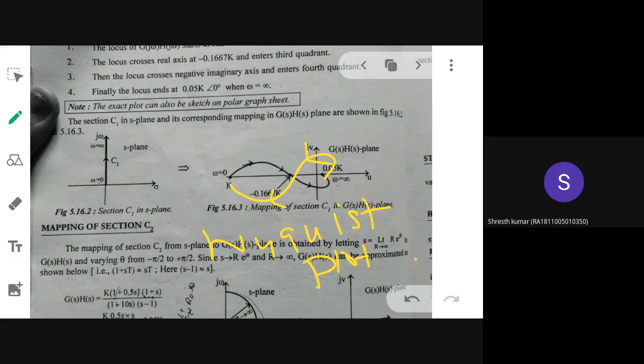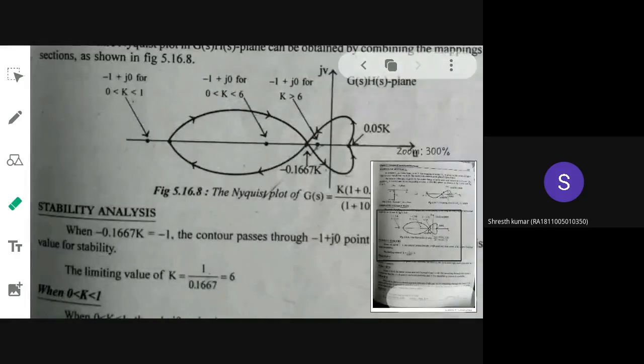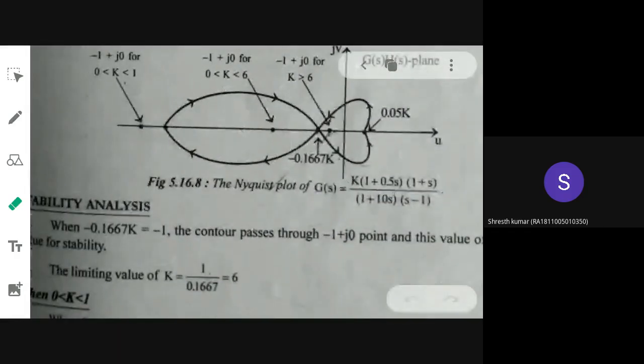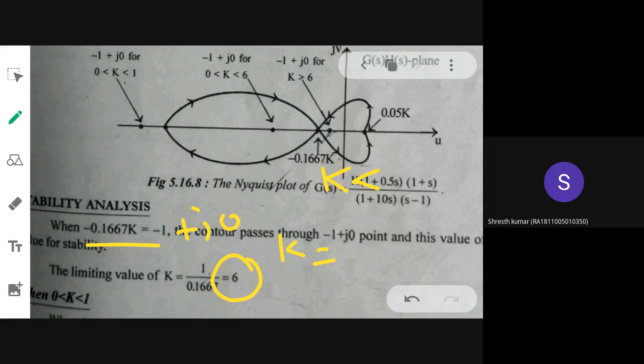In the same way they have drawn it here. And next, you need to determine the system stability by equating the crossing point to minus 1 plus j0, and finding out the k value. The k value is found to be equal to 6. Then you have to choose k less than 6 and k greater than 6. Two cases you have to choose.